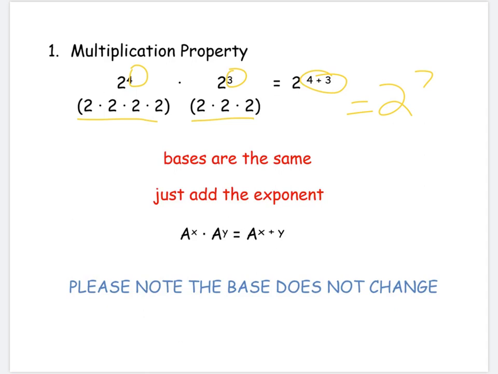So our multiplication property: if you're multiplying 2 powers and the bases are the same, you can keep the base and then you add the exponents. And again, a big thing to note: the base does not change. The base stays the same.